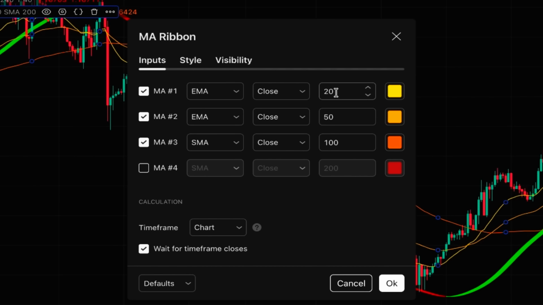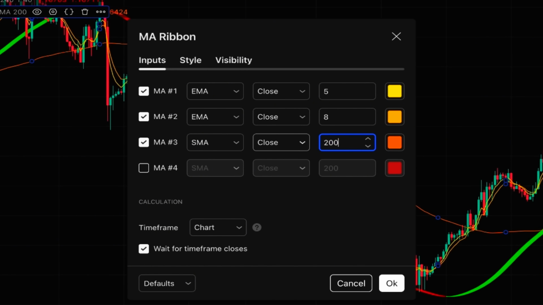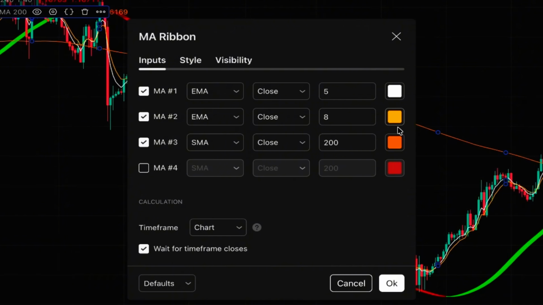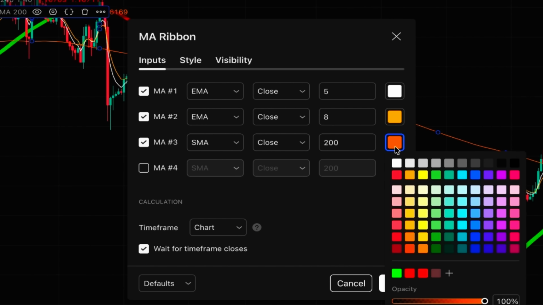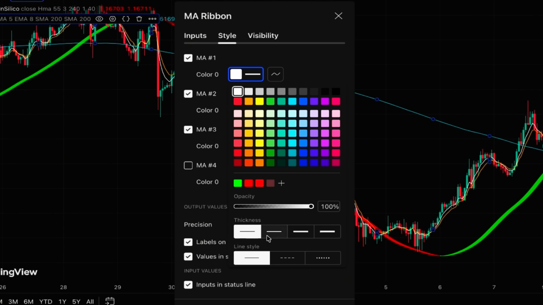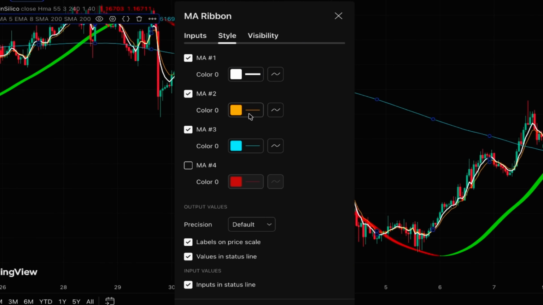For the first EMA, the length should be set at 5. And for the second EMA, the length should be at 8. And for the simple moving average, we set the length at 200. For the first EMA, we set the color to white. For the second EMA, the color orange. And for the SMA, we set the color to blue. And finally, we go to the Style tab and we increase the thickness of the lines so they will be better visible on our price chart.